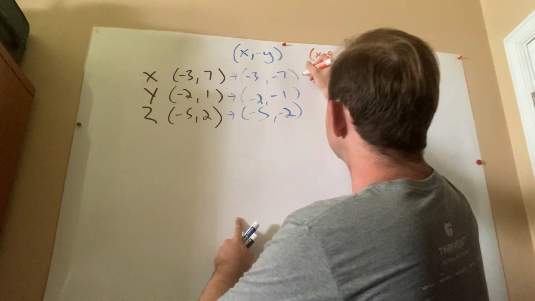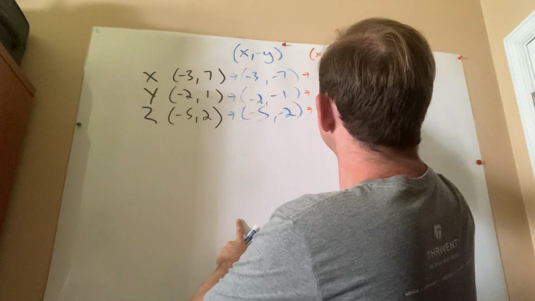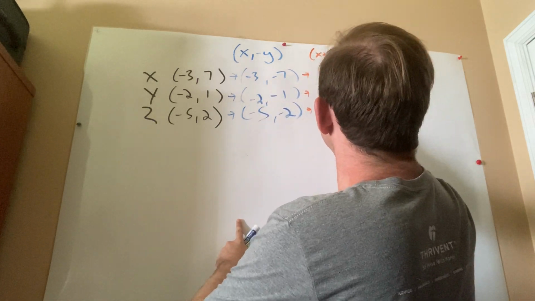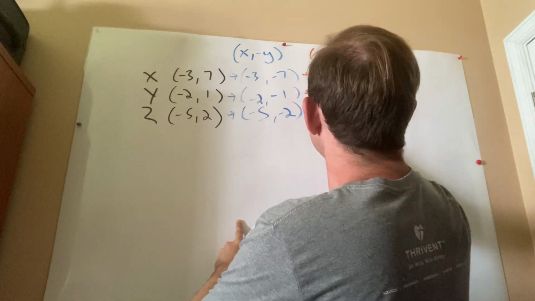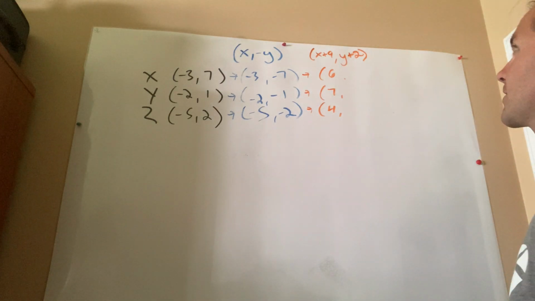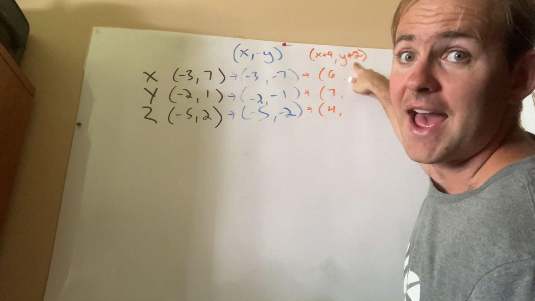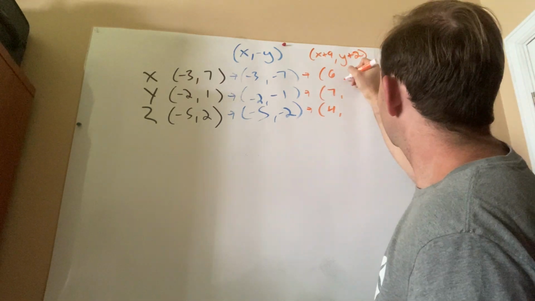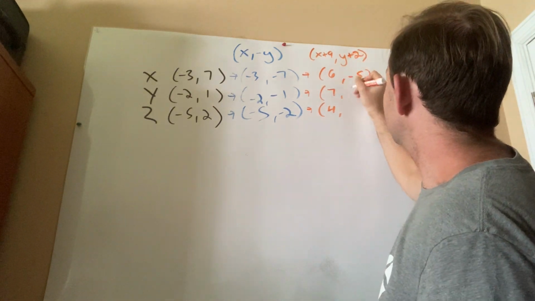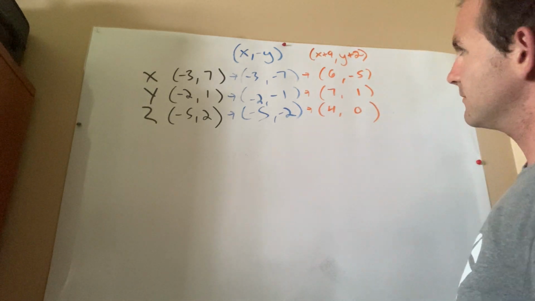So that means for each of the x values, I'm just going to add 9. Again, what am I adding? I'm simply adding 9. That's how I'm getting these numbers here. And then to each of the y values, what am I going to add? I'm going to add 2. So that's how I'm going to get these numbers right here. Okay. And bada bing, bada boom.